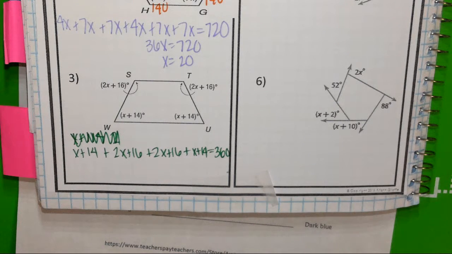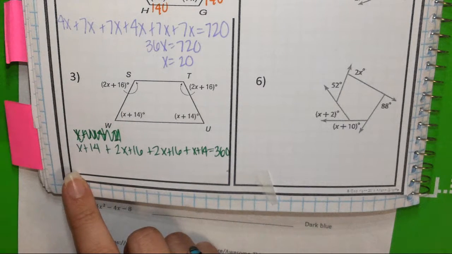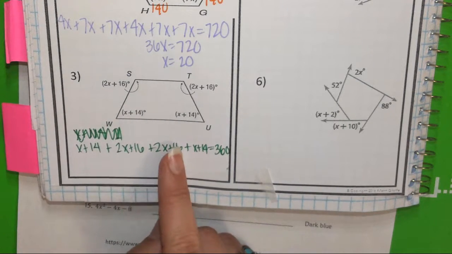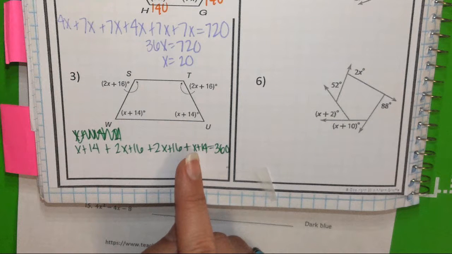What did you do? I got 66. That's wrong. I'm sorry. You do 14 plus 16 plus 16 plus 14.